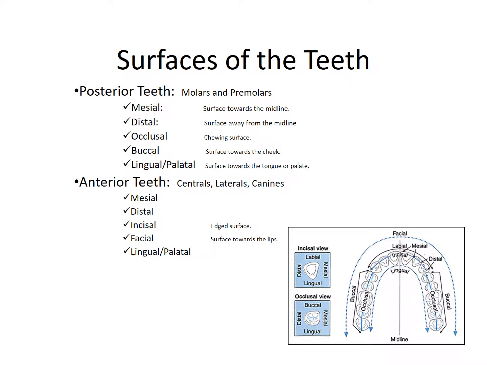The anterior teeth have the same surfaces except for some differences. There is no occlusal surface on an anterior teeth. There is an incisal surface, which is the edge surface, and a facial surface, which is a surface towards the lips.